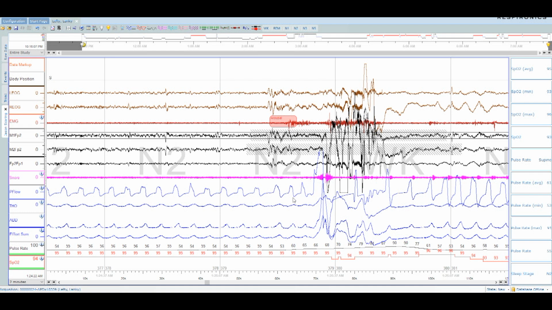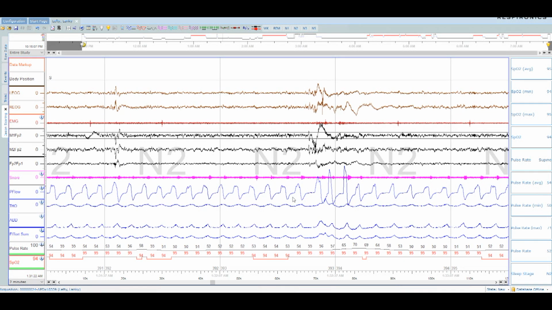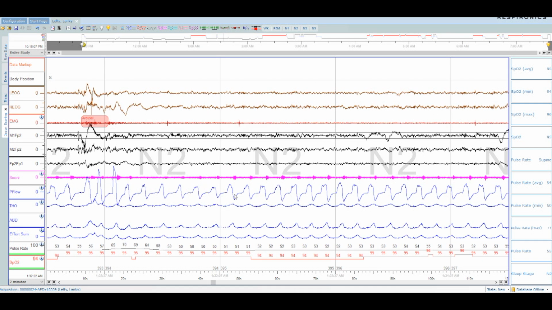Another arousal. My goodness gracious. Another arousal. I don't see anything to indicate that's a RERA. Am I missing something, people? Let me know in the comment section down below if you think I'm missing something. I'm not.